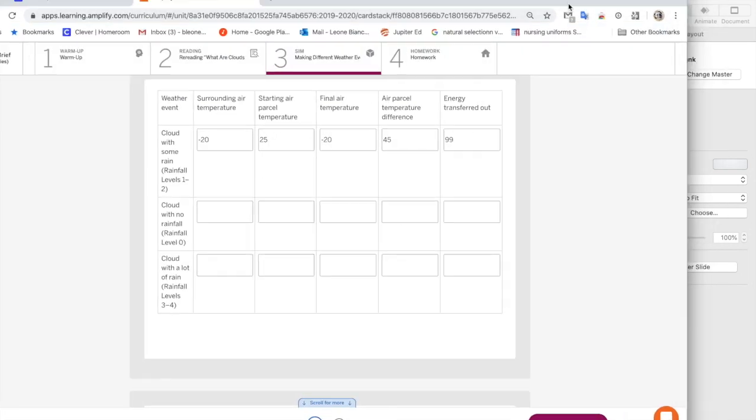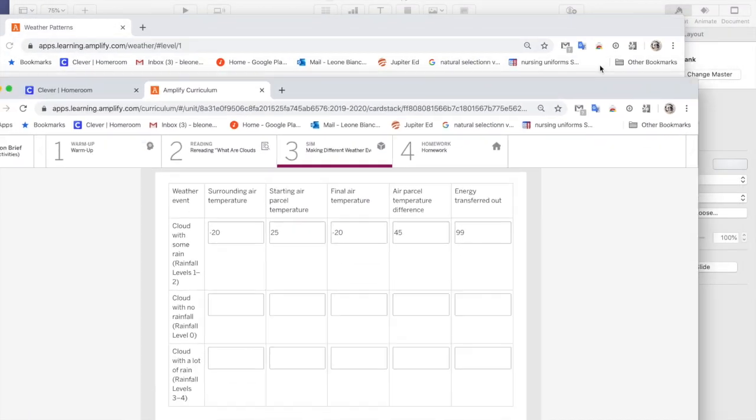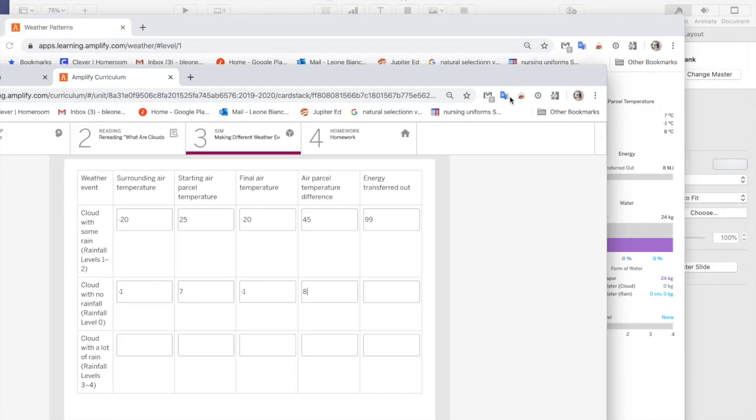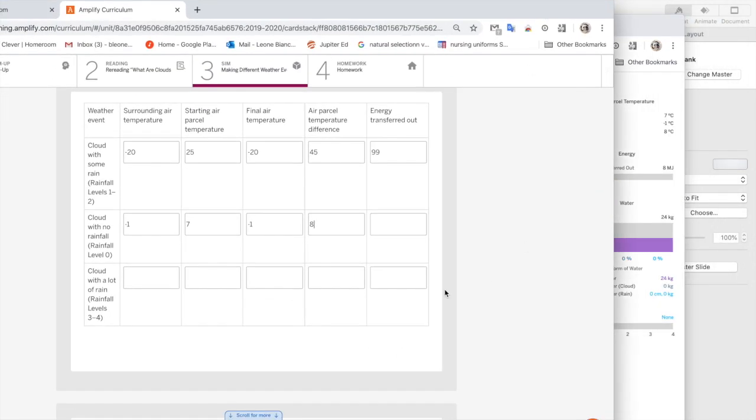So I'm going to add that data in there, that the outside was negative 1, the starting was 7, it ended at negative 1 with a difference of 8, and the energy was also 8. So keep this in mind here, guys, that as the difference gets high, it has more rain. When it's low, it has less rain.